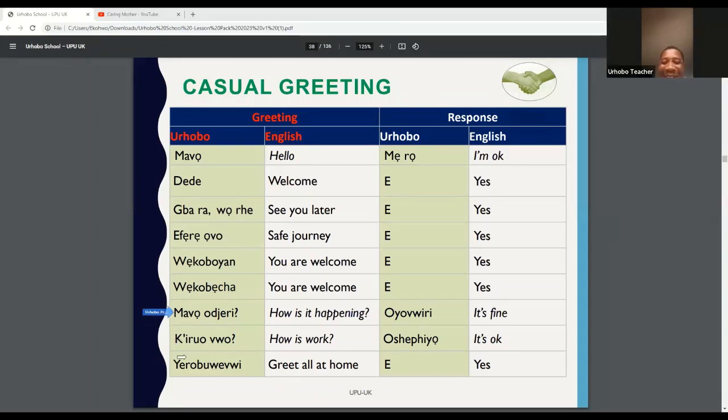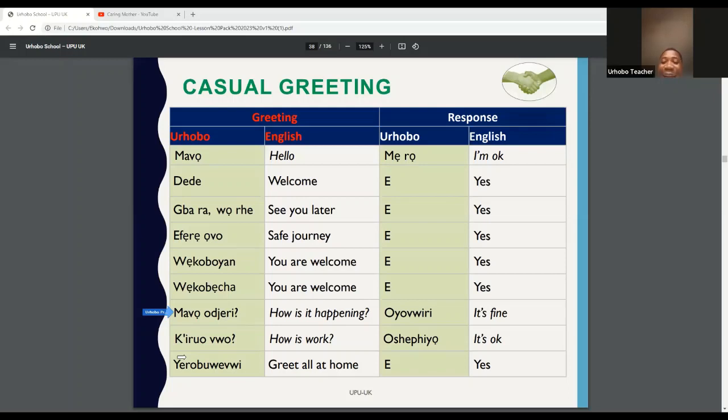Okay, Mavo Ojeri, yes. In the Urhobo language, we have something we call gliding. Gliding is where some vowels you have to omit, especially when you have two vowels. For example, Mavo and Ojeri. You have to drop one of them, which is usually the first one, the O in Mavo. You drop it and just say Mavo Jerry.